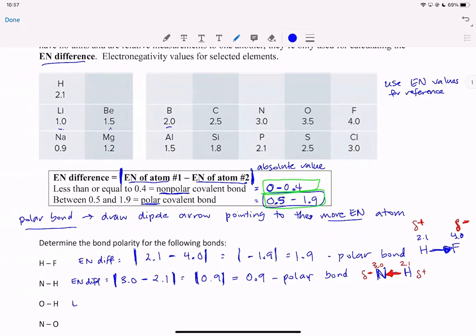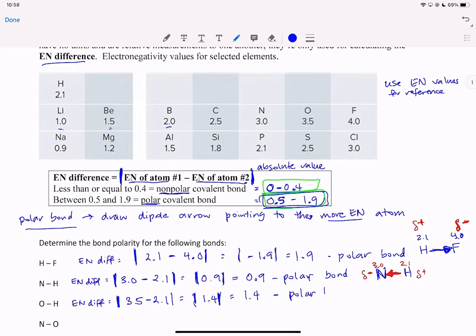So for the oxygen-hydrogen bond, the electronegativity difference is the value for oxygen, 3.5, minus the value for hydrogen, 2.1, and that is 1.4. And remember the reason for the absolute value brackets is you'll always end up with a positive number, whether the calculation is 3.5 minus 2.1 or 2.1 minus 3.5. No matter the order of the subtraction, you'll always end up with the same number value, but the absolute value makes it positive. So 1.4 is in the polar bond range.